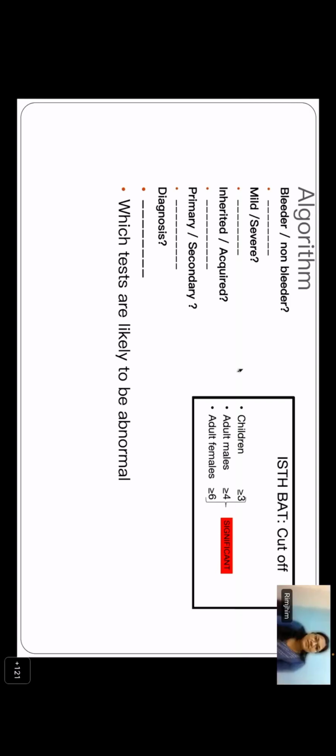Yes. So considering the history and that you are thinking of primary, the screening tests which will perhaps help are platelet count, platelet morphology, and bleeding time. So we'll see.